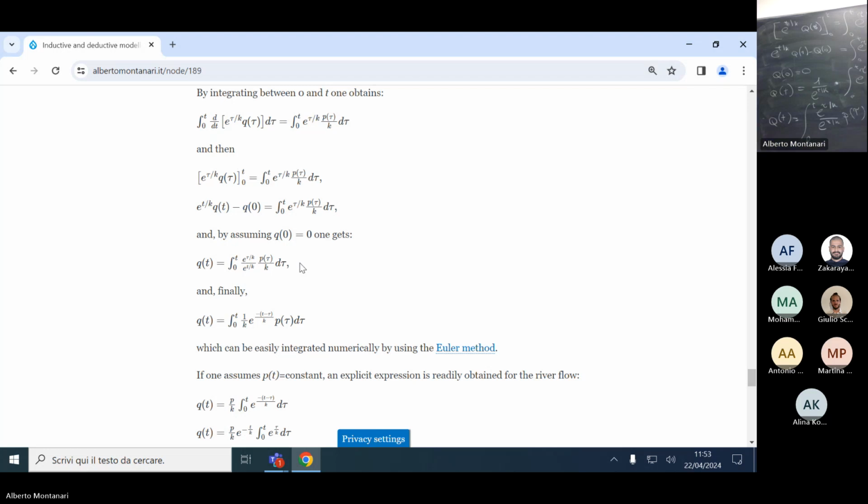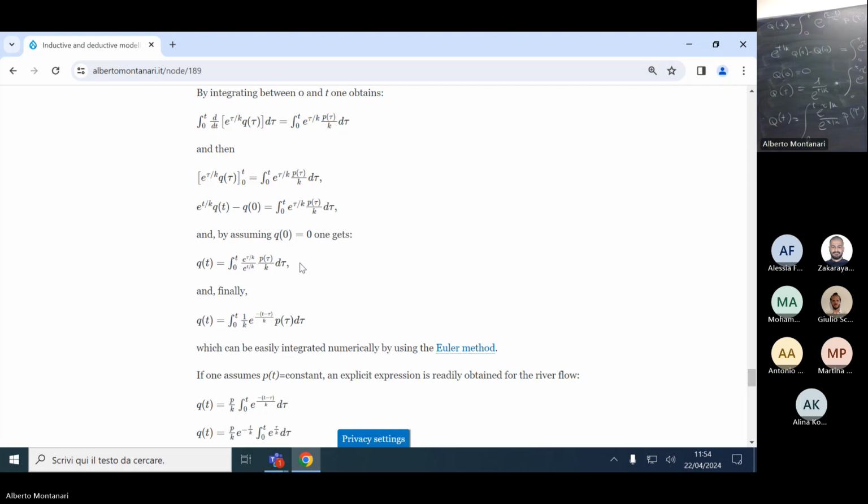And then we can write, let me just take some room here. I think it's the last step. Qt is equal to integral between 0 and t of, okay, we can write this ratio in this way, e to the power of tau minus t divided by k, p tau d tau. Okay, that's fine.